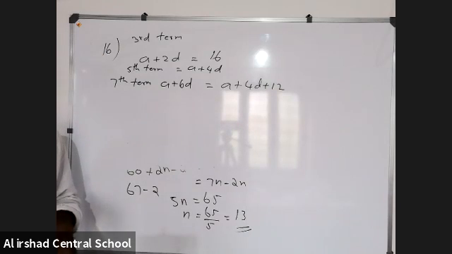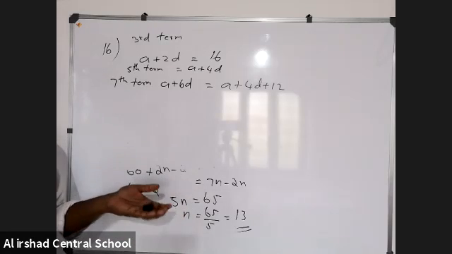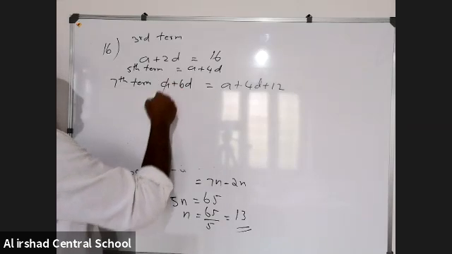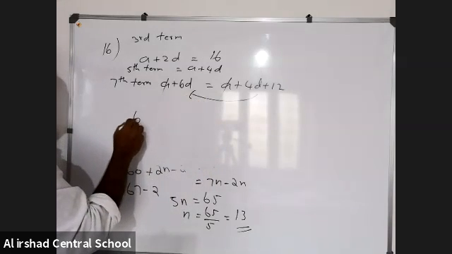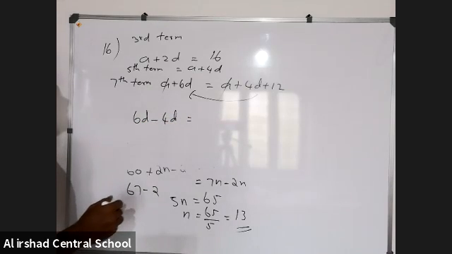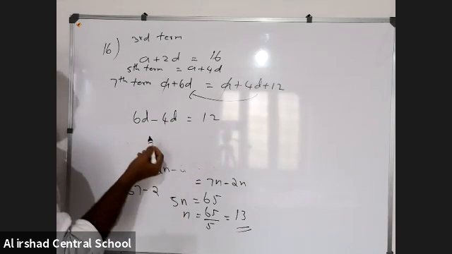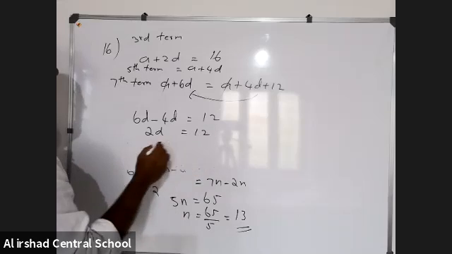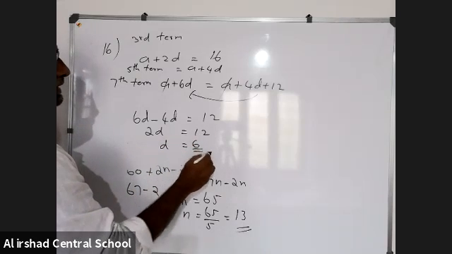Am I right? Yes. Okay, fine. Now solve. Everywhere we are making the equation. See, a plus 6d, then a cancels, a minus a is 0. Transpose, 6d minus 4d is equal to 12. MashaAllah, you got it. 2d is equal to 12. d is equal to 6.